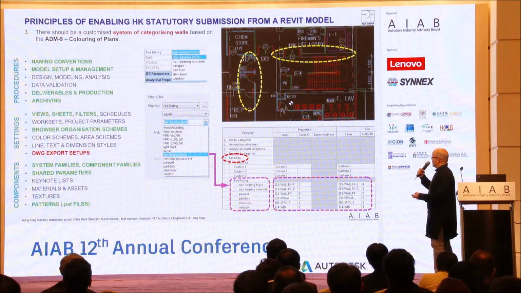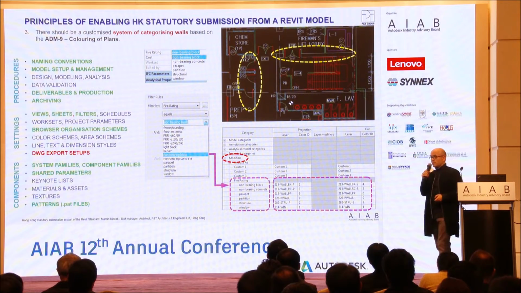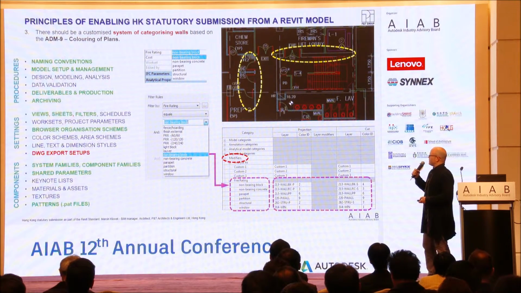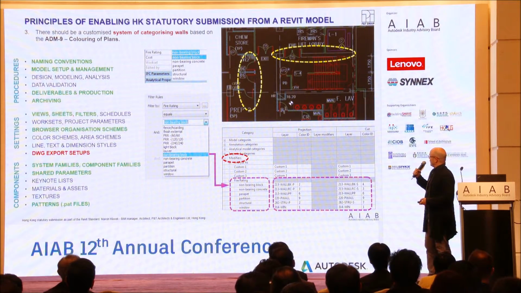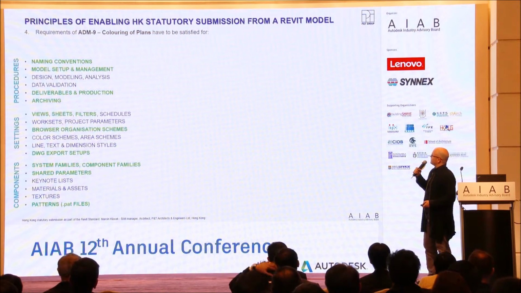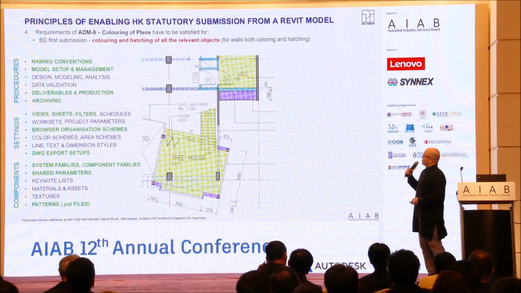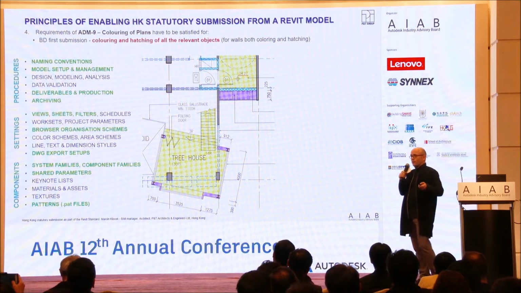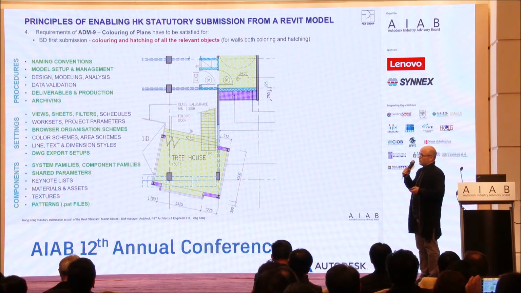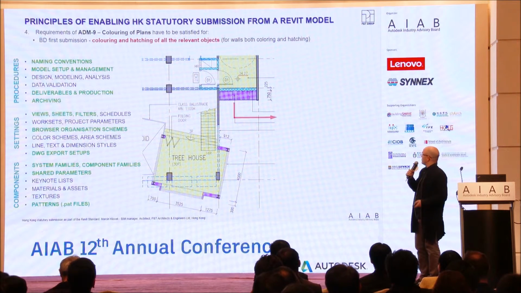So using this, we can assign particular layers to particular wall types, which we identified using our custom designed categorizing system, and then have them placed on proper layers while exported to AutoCAD. Now, those coloring requirements have to be satisfied not only for the first submission, but for the second submission. So as in the first submission, we need to color all the objects. In the subsequent ones, we need to color only those which are changed.